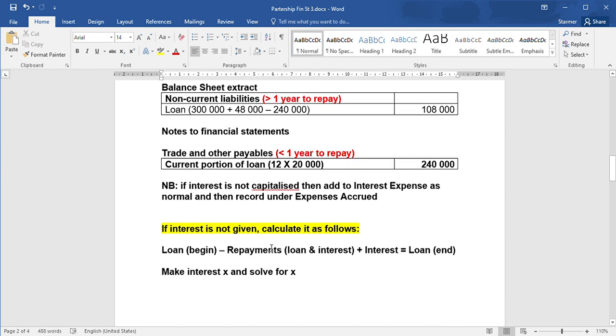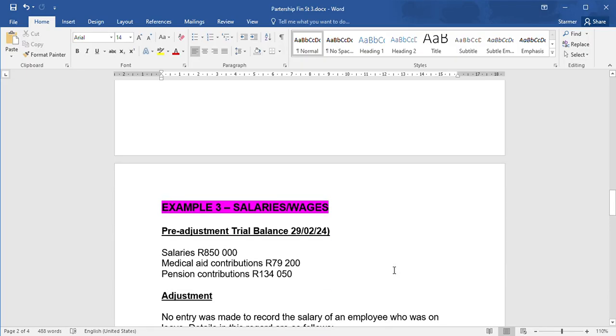And then sometimes they don't give you that interest figure. If that's the case, you're going to do the following. You take the loan at the beginning of the year, you minus your total repayments for loan and interest, you add interest, which in this case we are going to make X, and that will give us the loan at the end. So in other words, you make interest X and then you solve for X, and that will give you your interest figure.